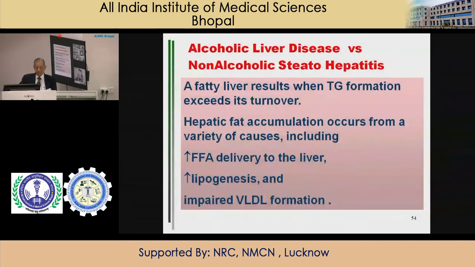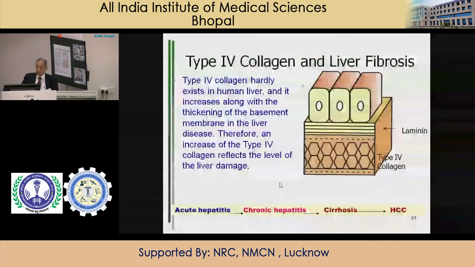Then non-alcoholic fatty liver disease versus non-alcoholic steatohepatitis. That is, a fatty liver results when the triglyceride formation exceeds its turnover. Therefore, hepatic fat accumulation occurs from a variety of causes, including increased fatty acid delivery to the liver, increased lipogenesis, or impaired VLDL formation. Out of that, we have found out that with type 4 collagen and liver fibrosis, there is something special. Type 4 collagen hardly exists in human liver, and it increases along with the thickening of the basement membrane in the liver disease. Therefore, an increase in the type 4 collagen reflects the liver damage.